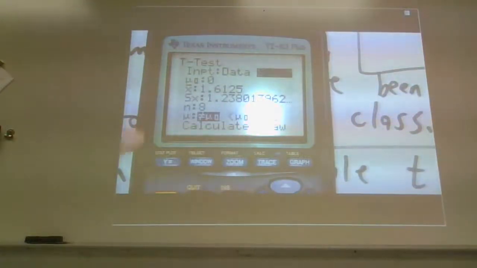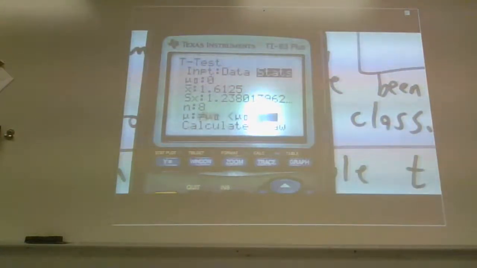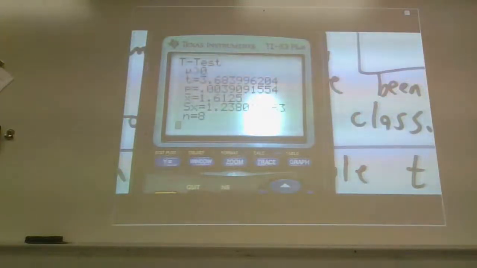So the sample data gave an average difference of 1.6125. The null hypothesis is that there is no difference. Standard deviation is already there. Sample size of 8 differences that we inputted. Alternate hypothesis, greater than 0. Let's calculate this sucker. Interesting.